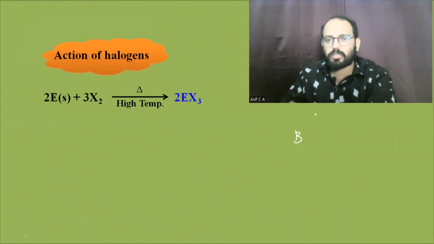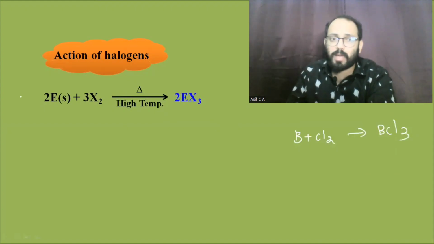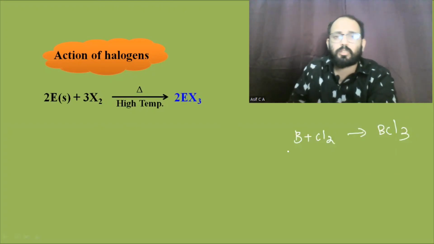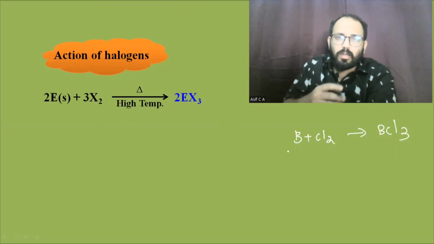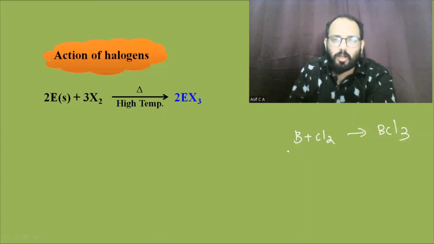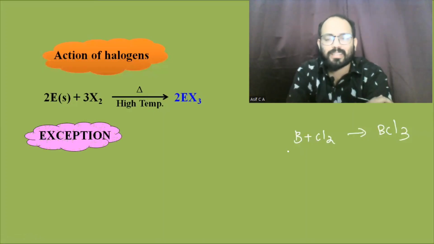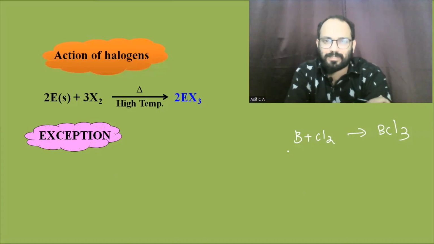We know the reactions, right? What is the reaction? Boron reacting with chlorine, what are you going to get? BCl3. You have to balance this accordingly. Aluminum reacting with chlorine, AlCl3. Gallium reacting with chlorine, GaCl3. Indium reacting with chlorine, InCl3. One exception. You know the exception. Tell me.